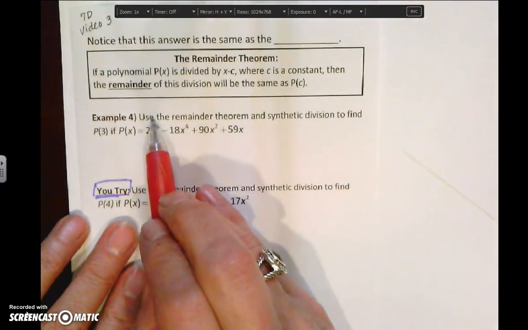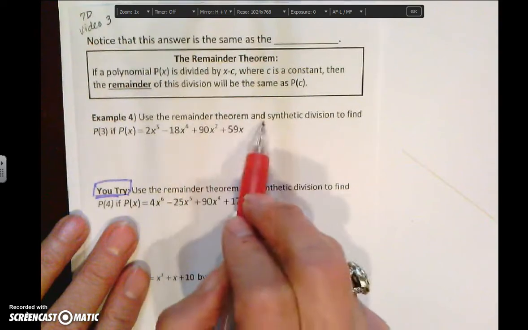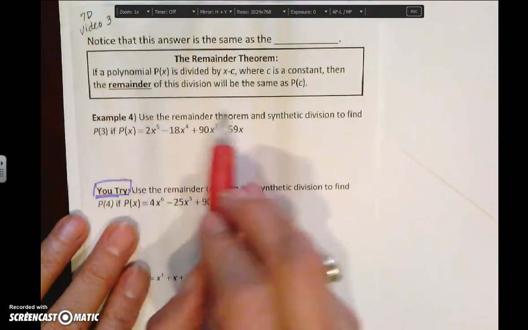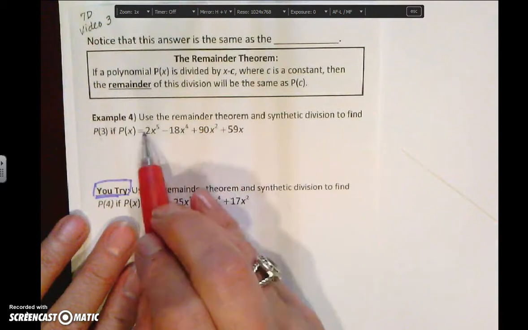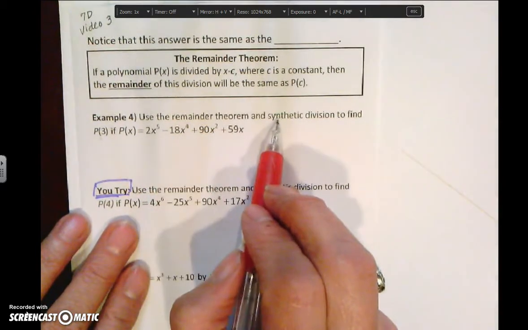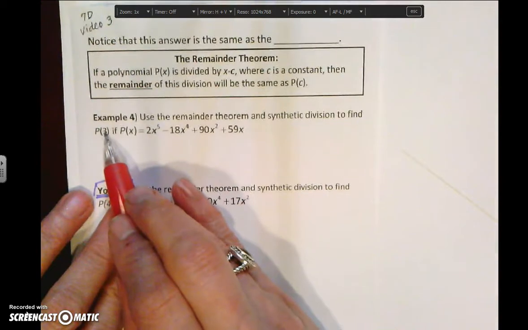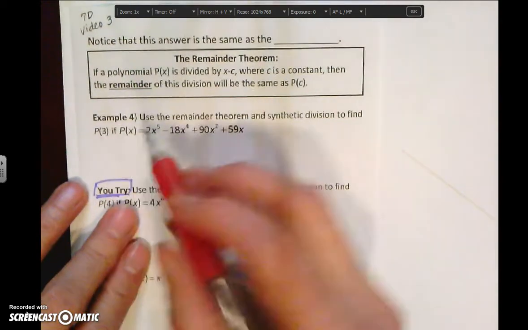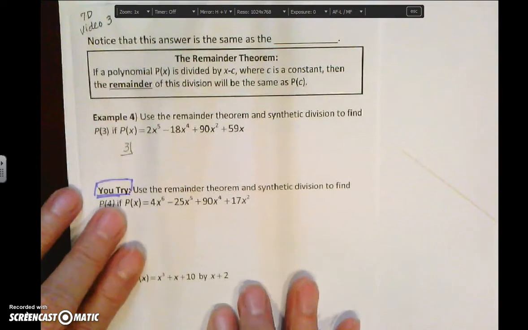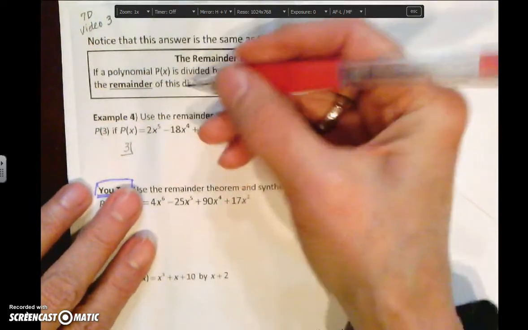So let's do this example. Use the remainder theorem and synthetic division to find P of 3. So it's asking you not to plug it in, which would be kind of complicated, 3 to the 5th power, but instead to use synthetic division. So this is my C. My 3 is going to go inside my box right there. And then I'm going to put my coefficients.